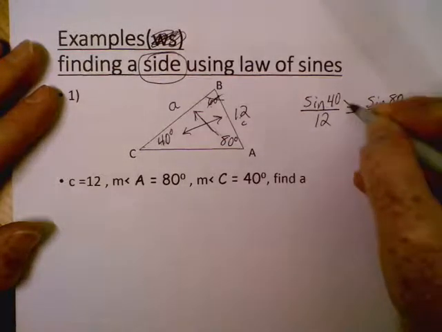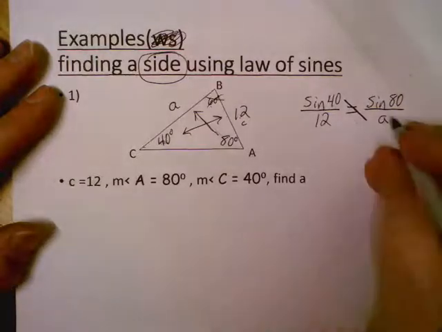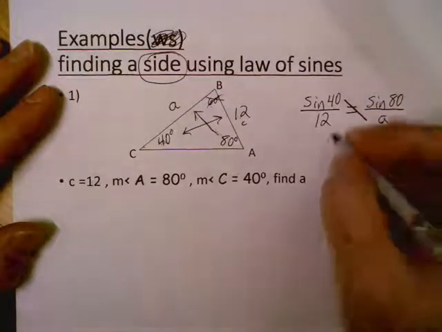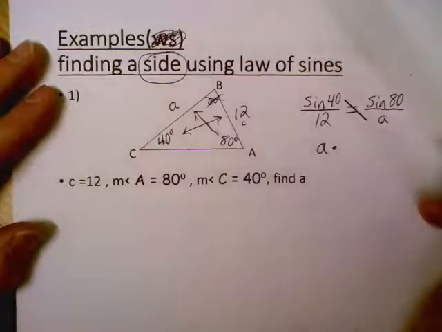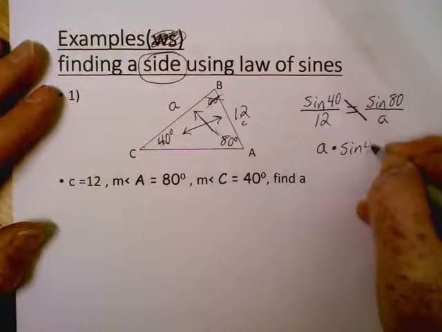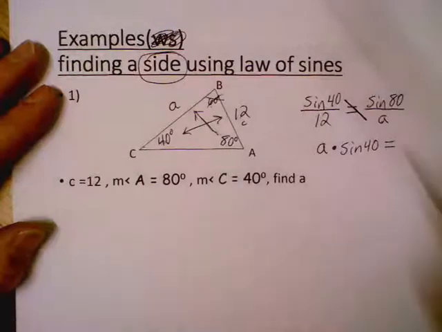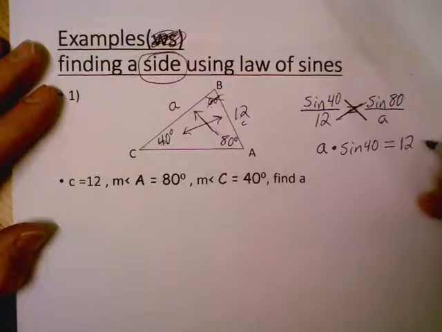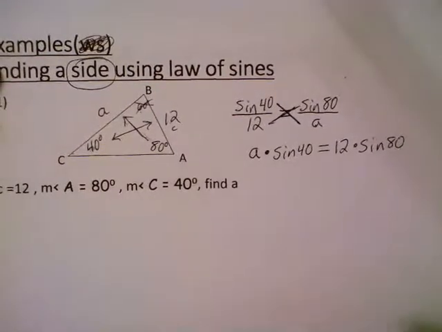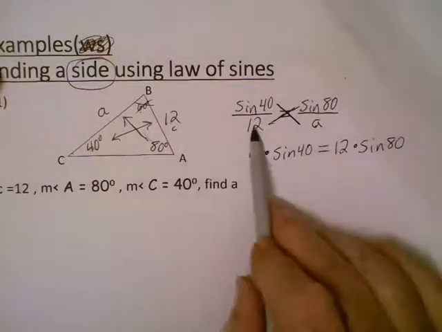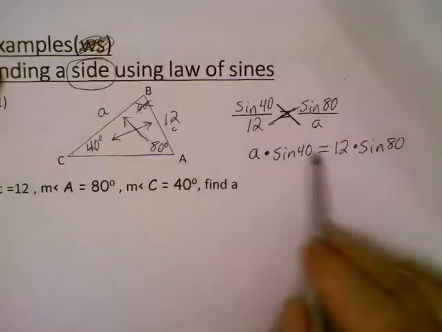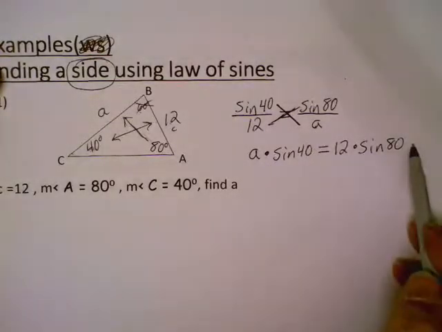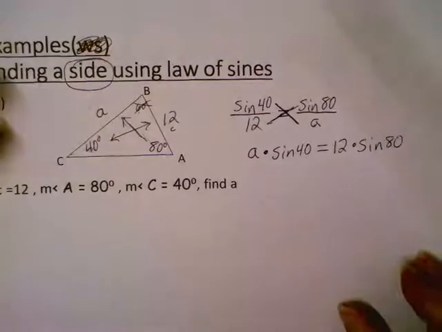So all I'm going to do is cross multiply. When I cross multiply going this way, the way I want to write this is I want to write the A out in front times the sine of 40 equals, then when I cross multiply this way, I want to put the number out in front, so 12 times the sine of 80. Now I put them out front, this 12 and this A, because if you put it on the other side, it ends up confusing you. So put them out front to make it easier on yourself.